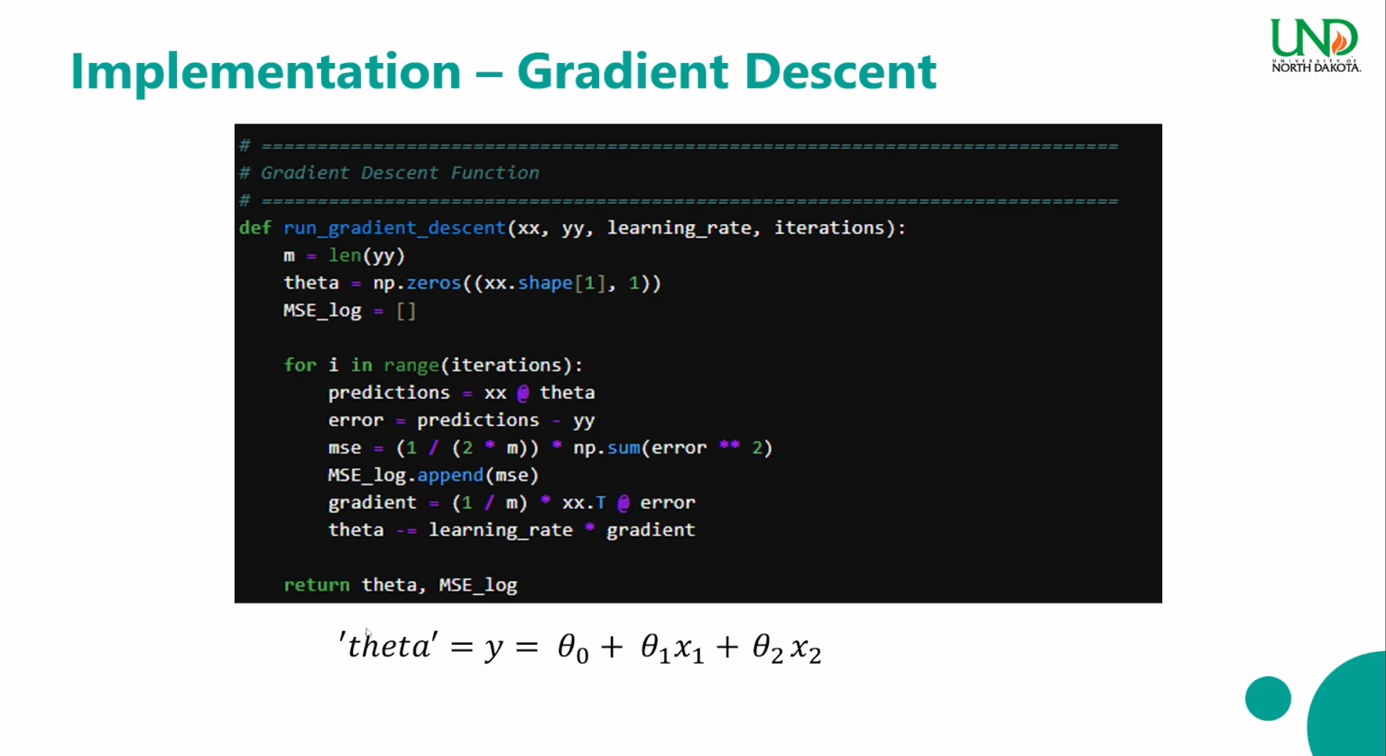So theta, when it's updated, has three parts. There's theta 0, which is our y-intercept value. There's theta 1, which is the slope in the x1 dimension. And then there's theta 2, which is the slope in the x2 dimension.